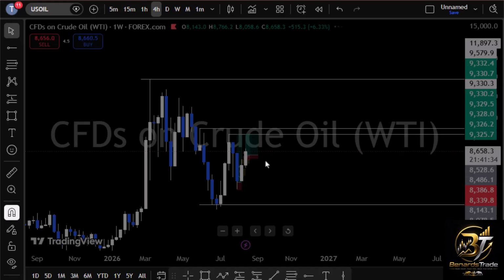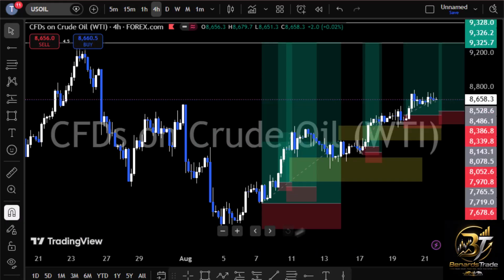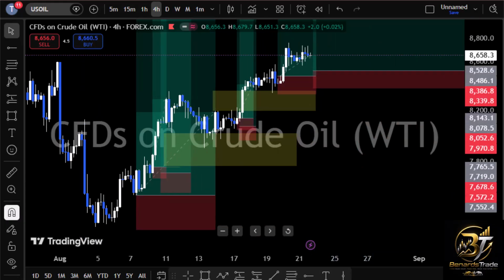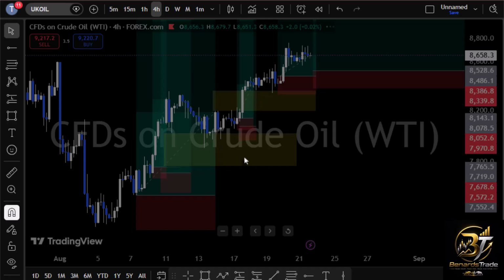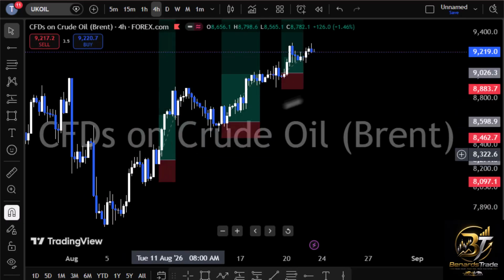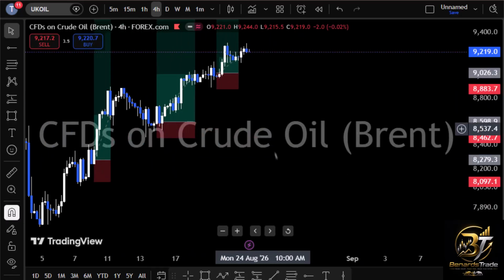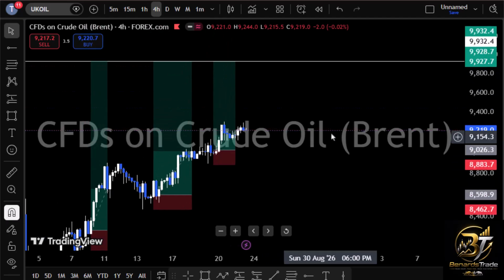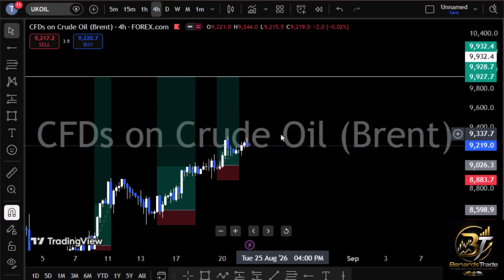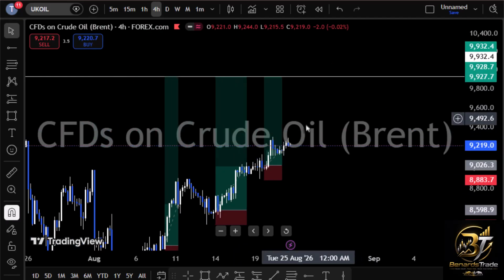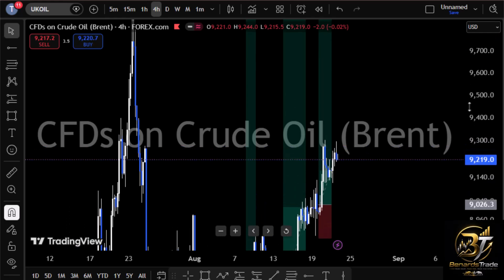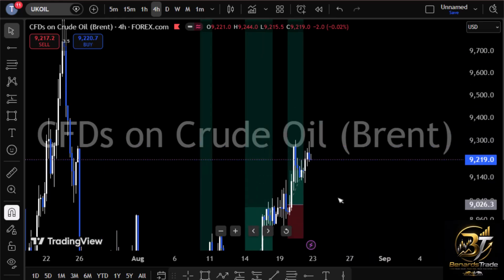So the same thing with UKOIL, they are the same. Buying the two of them. So it's the same, but I'm buying more of US oil than UK oil. So you can look at it and see if you find it interesting to join the run up.